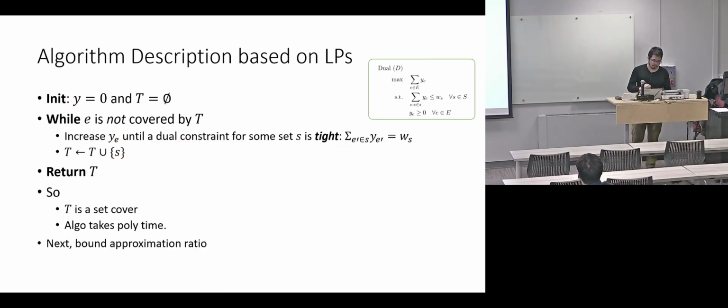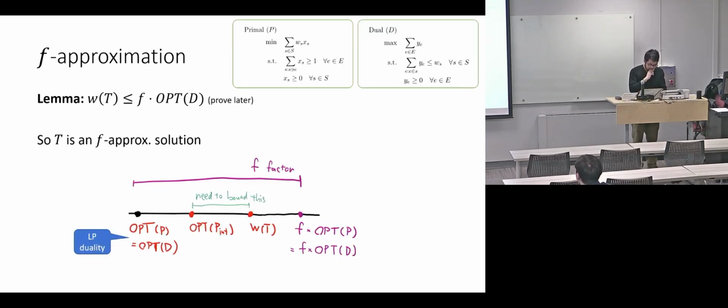So it's clear that T is a set cover, because we just keep repeating until every element is covered. It also clearly takes polynomial time. Now let's try to bound the approximation ratio. My key claim is this: the weight of the set that you choose is going to be at most a factor f away from the optimal dual LP value. So the weight of the thing that we choose in primal is bounded by the optimal solution of the dual times f.